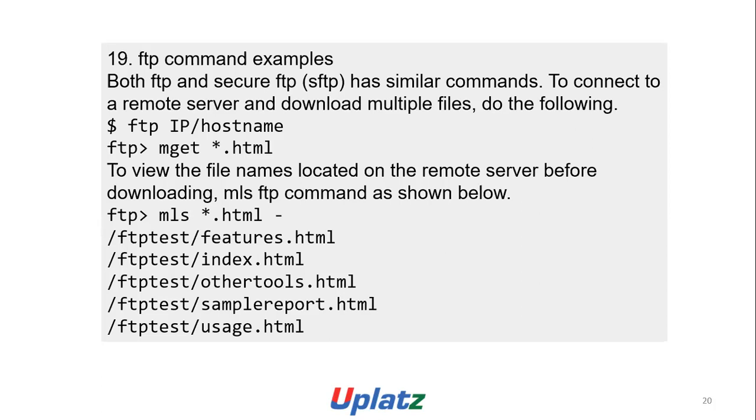FTP command examples: both FTP and secure FTP have similar commands to connect to a remote server and download multiple files. Do the following: ftp IP/hostname. Use mls to view the file names located on the remote server before downloading, mls *.html, then get the files: feature.html, other tools.html, sample report.html, usage.html.